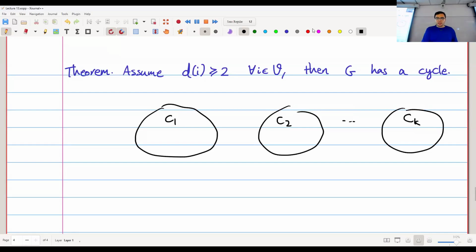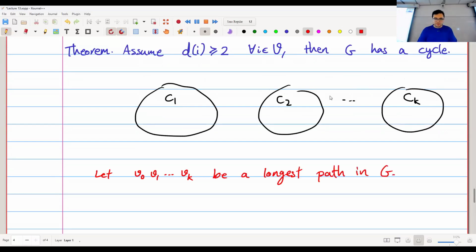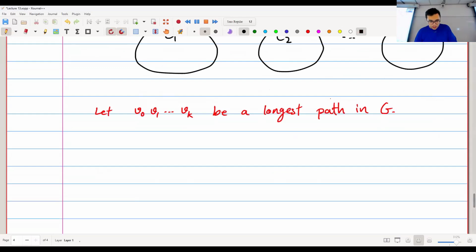Again, I can do an argument similar to some of the previous theorems. I can say, look at one of the longest paths. So I can say, let V0, V1 to Vk be a longest path in G. Okay. What does this mean? Again, I'm going to just draw it. I have V0, V1, so on to Vk.